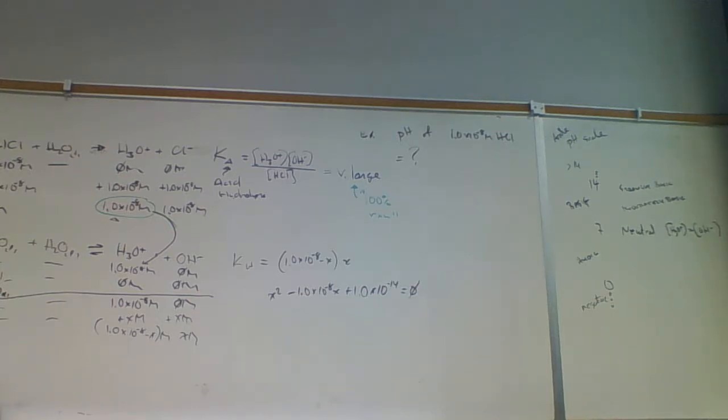So A is 1, B is 1.0 times 10 to the minus 8, so 1E minus 8. C is 10 to the minus 14. So let's go ahead and calculate this. Oh, I made a mistake here, sorry. B is negative. That's why I'm getting an imaginary number. I'm still getting an imaginary number.